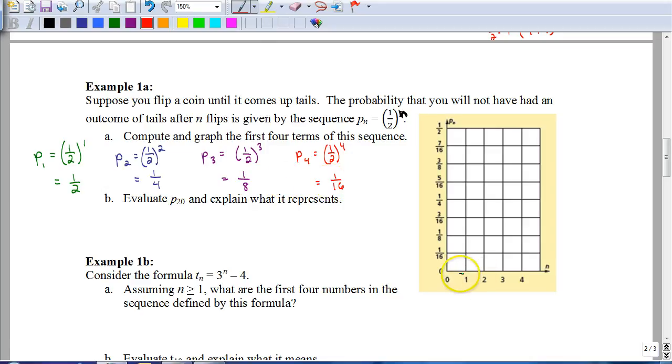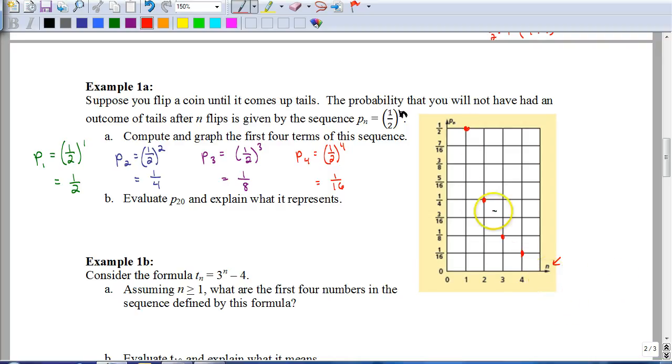So when I go to graph this, the x-axis is going to represent your term number. So the first term would be 1/2. The second term would be 1/4. The third term, 1/8. The fourth term, 1/16. Now granted, there would be more values if I continued, but we're just graphing the first 4 terms here.